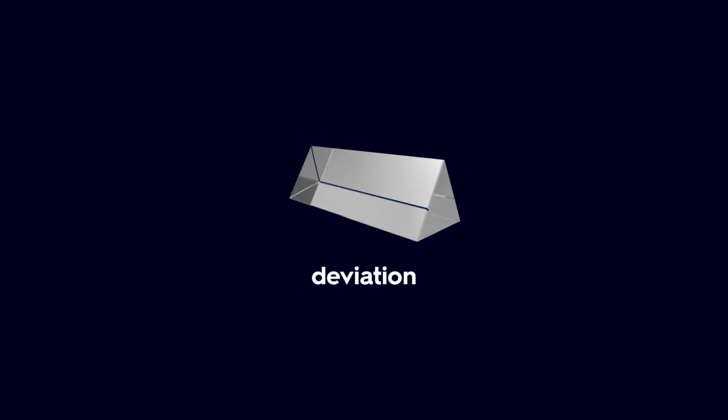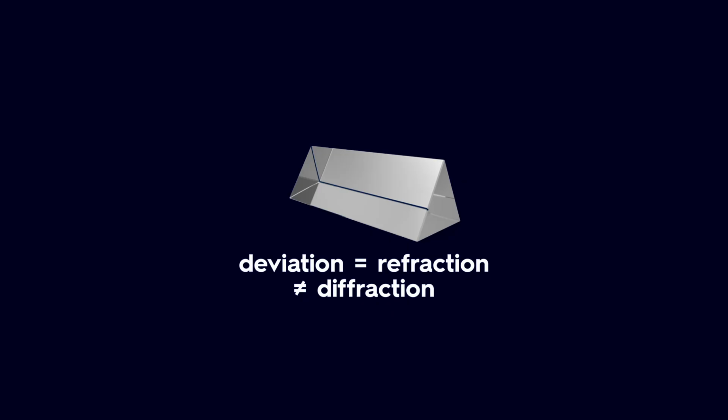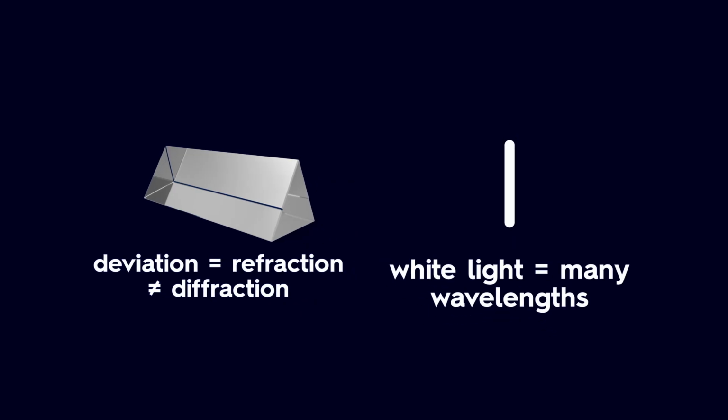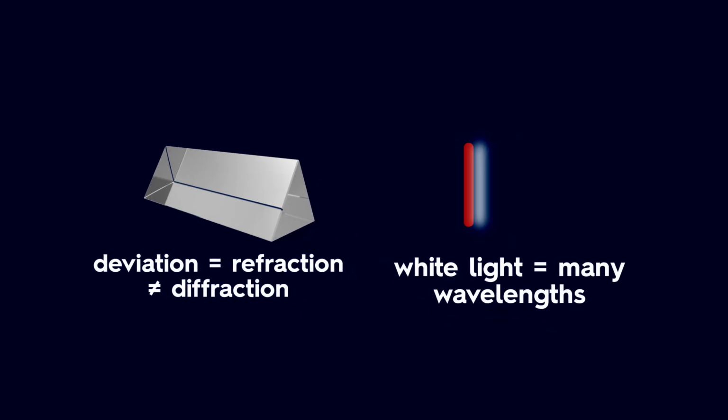Before moving on, let's bust a couple of common myths. First, the angle of deviation in a prism is about refraction, not diffraction. Second, white light is not one wavelength. It is a mix of many wavelengths, which is why a prism separates it.